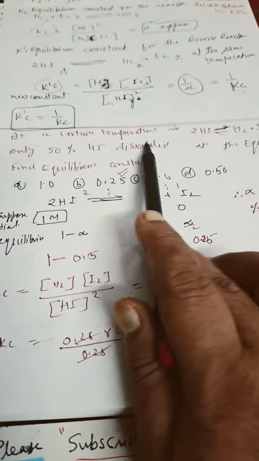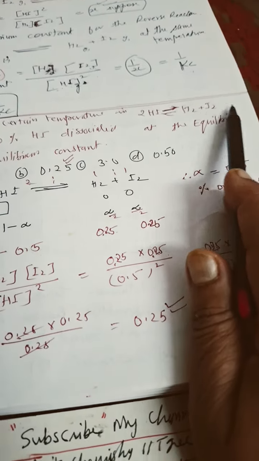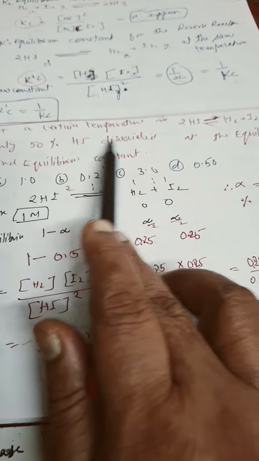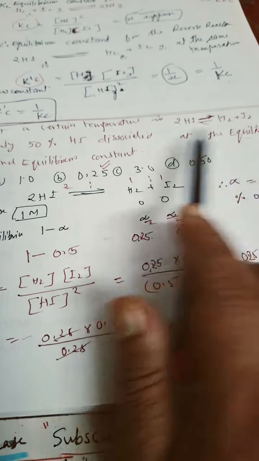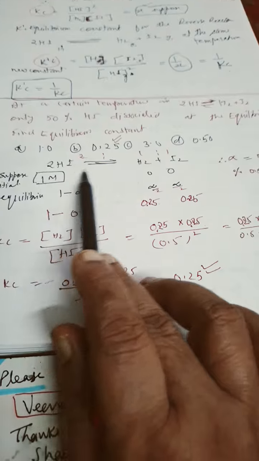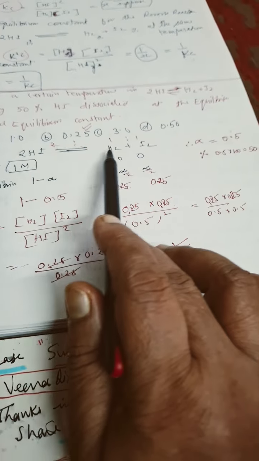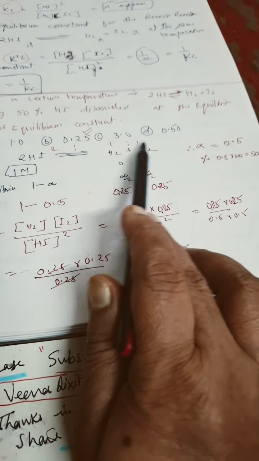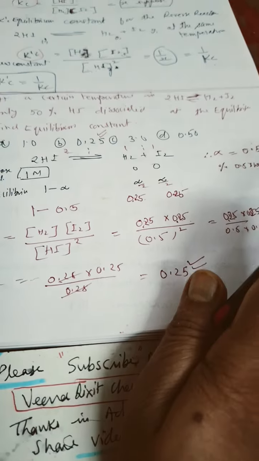Now at a certain temperature, twice of HI gives H2 plus I2. Only 50% of HI is dissociated at equilibrium. Find the equilibrium constant. Options are given to you. I have written the equation again: twice of HI gives H2 plus I2. A 2:1:1 ratio is there. It is not completely ionized.